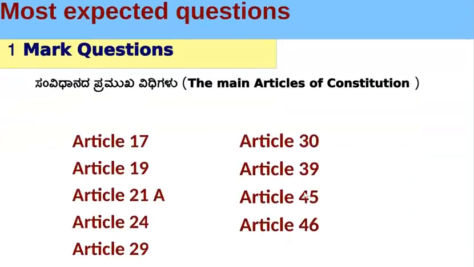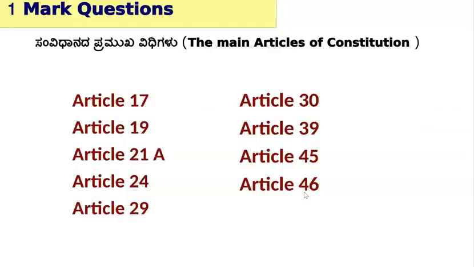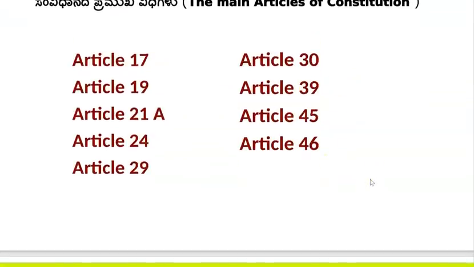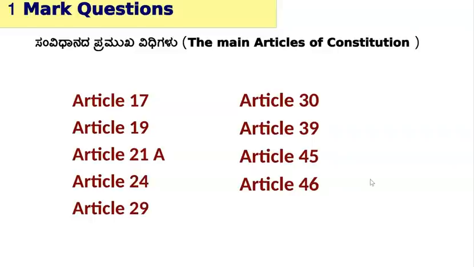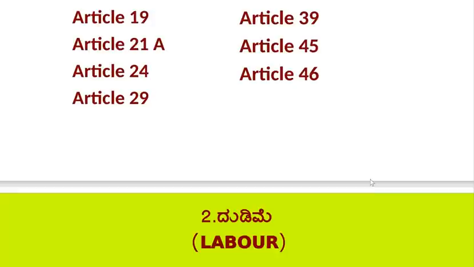And 1 mark expected questions. My dear students, one important note, you need to note it down. These are the main articles of the Constitution which come under this chapter: Article 17, Article 19, Article 21A, Article 24, Article 29, Article 30, Article 39, Article 45, Article 46. You have to go through all these articles and their objectives.